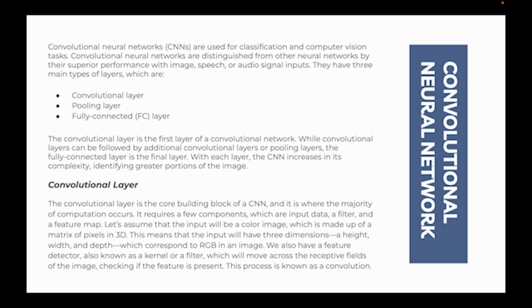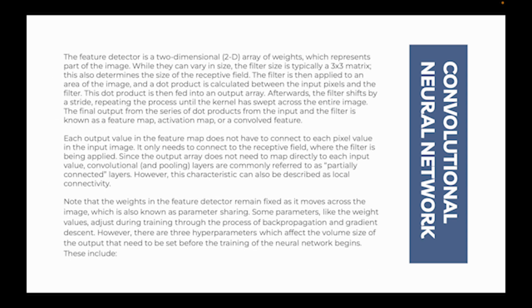Each output value in the feature map does not have to be connected to each pixel value in the input image. It only needs to connect to the respective field where the filter is being applied. And the weights in the feature detector remain fixed as it moves across the image, which is also known as parameter sharing. The weight values can be adjusted during training through the process of backpropagation and gradient descent.